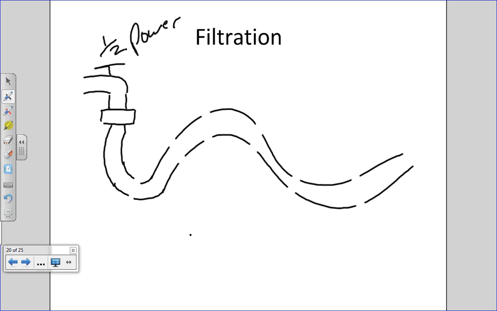But let's say you turn the faucet on here, and water starts to flow through this hose. When we turn the faucet on, there is pressure that is driving the movement of water throughout this hose. Within these spaces are holes or pores inside this hose. So basically, as the water travels by these pores, it's going to filter out.